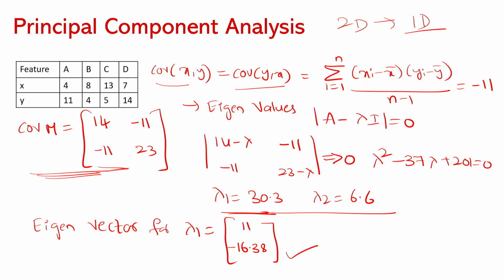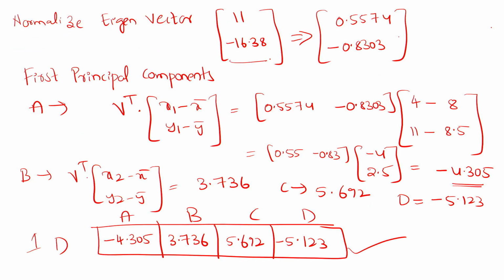So, you get the eigenvector as 11 and minus 16.38. Then try to normalize this. When you normalize this eigenvector, you get this as the value. Okay. After getting the normalized eigenvector, to find the new data points, for A it is V transpose into x1 minus x bar, y1 minus y bar, as a vector. So, V transpose, this vector, transpose into this. If you solve this, you get the new value as minus 4.305. Same way if you do for B and C and D, you get these as the values.